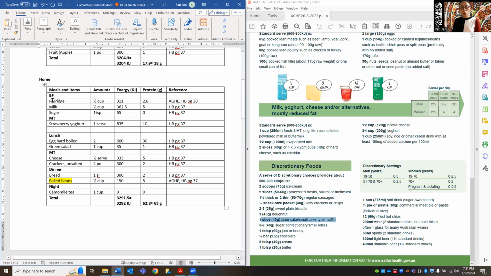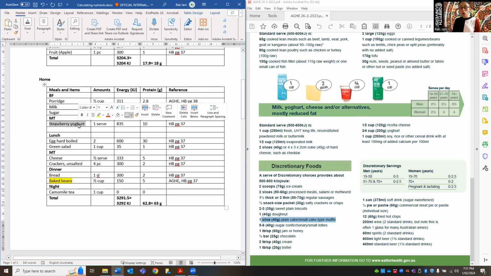So again over here, guys, I won't go through the same thing. Porridge, you know how we did. Milk, sugar, quick ready reckoner. Strawberry yogurt, this is present in your quick ready reckoner. When you don't have information available, such as is it regular yogurt or is it low fat yogurt, you can make an assumption that this is just regular yogurt, and you can put a little asterisk and say assumed regular yogurt, no information available.